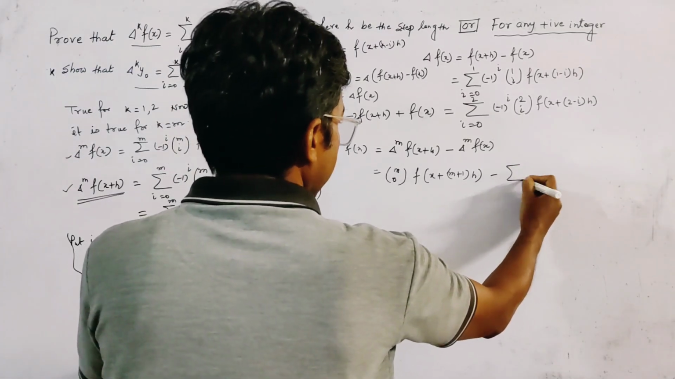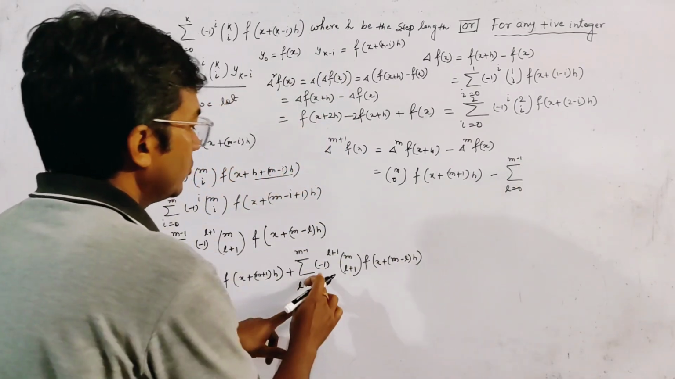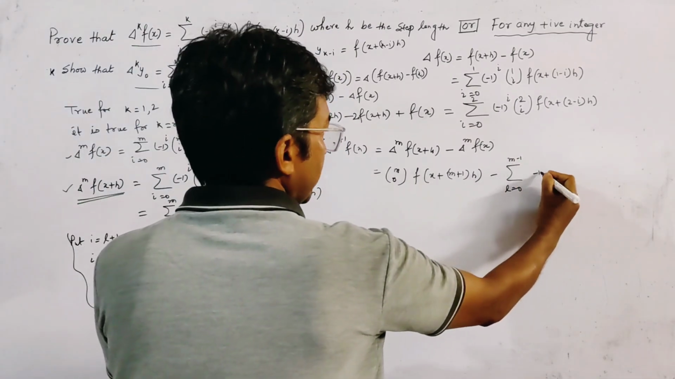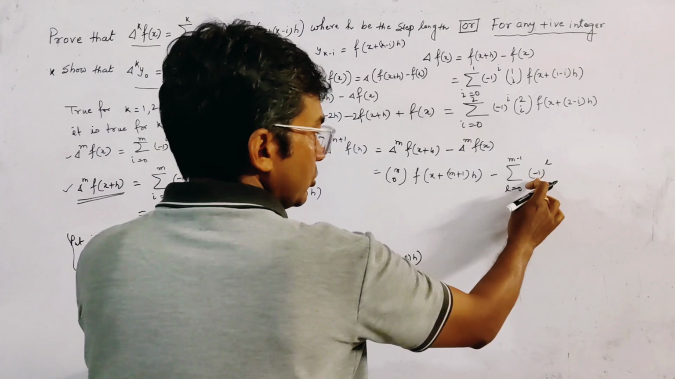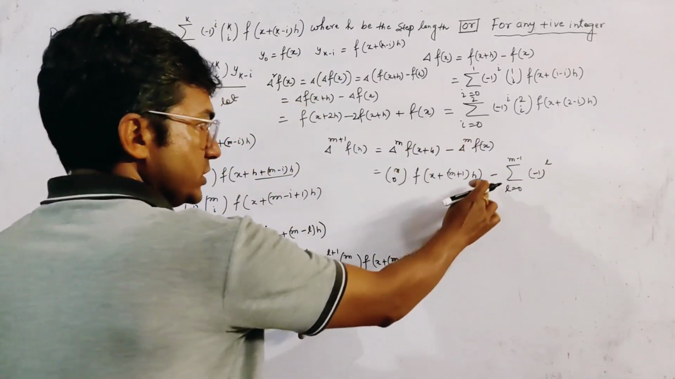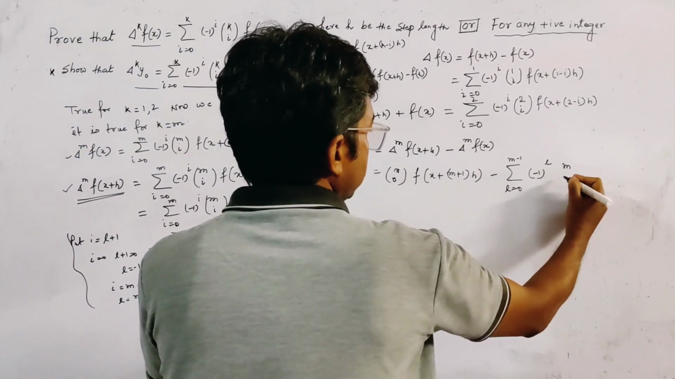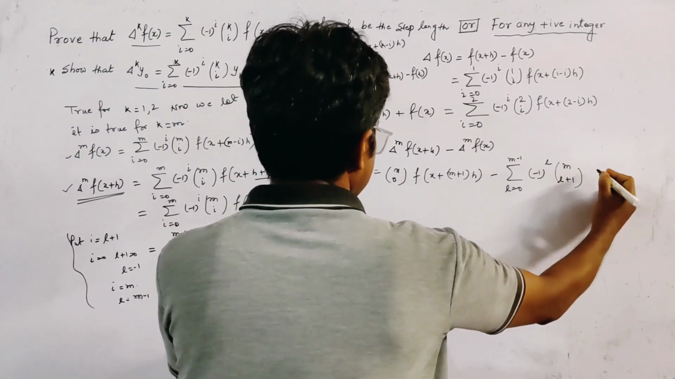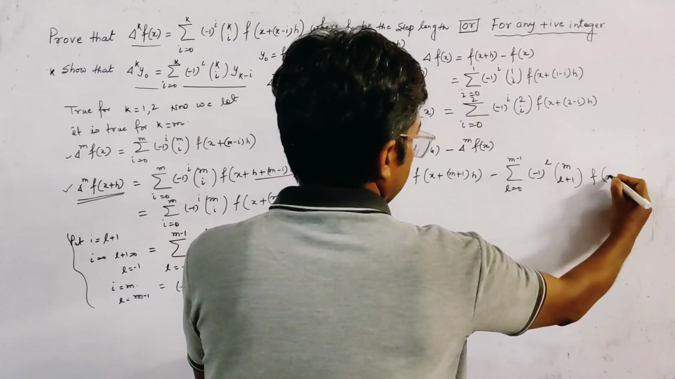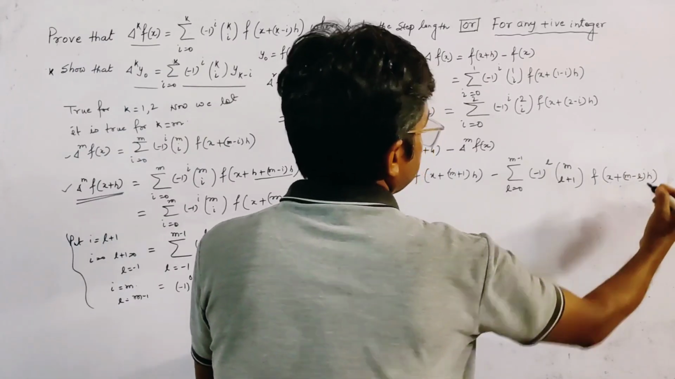And we write here a minus, and here L equal to 0 to m minus 1, and we change, this is minus 1 to the power L, because minus 1 to the power 1 we write outside, so this is minus. Okay, and the remaining term is mC(L+1) into f of x plus m minus L into h.